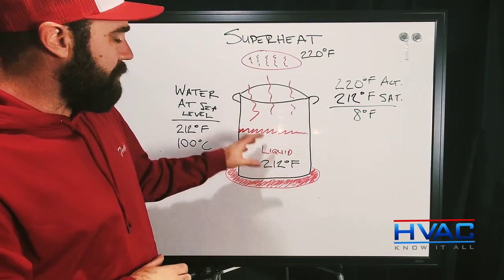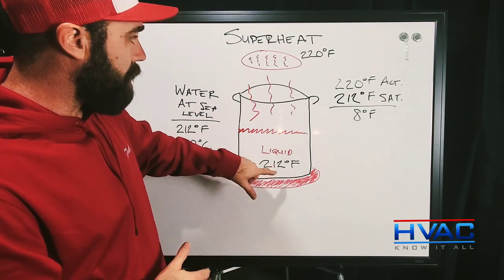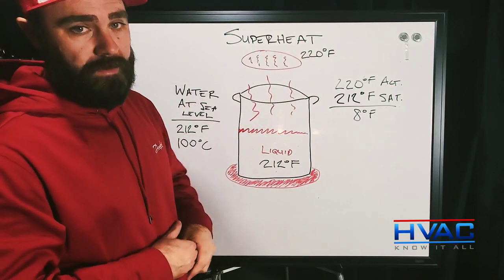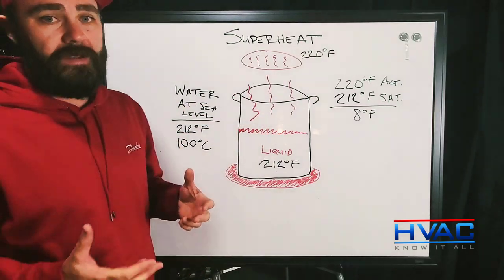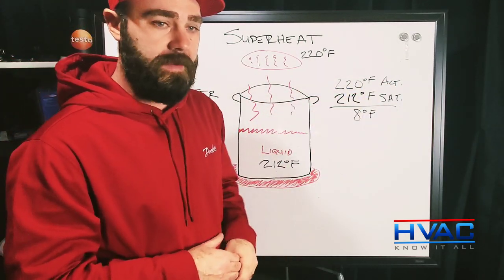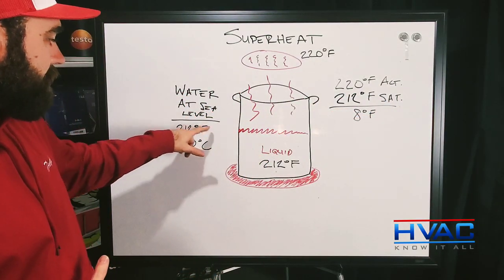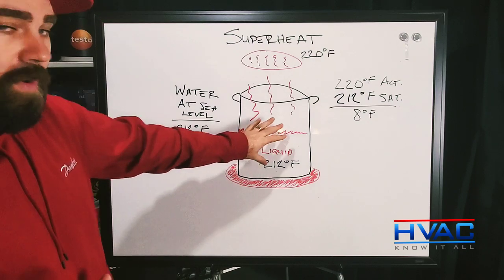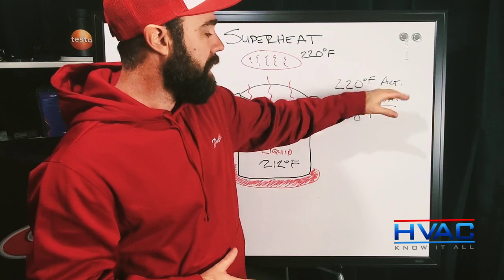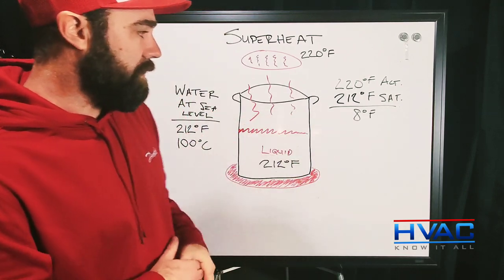So now we're taking this vapor from a saturation point, liquid and vapor, at 212 degrees, but now we're raising the temperature of that vapor to 220 degrees, for example. What that does is change our actual temperature to 220 degrees Fahrenheit. Our saturation or boiling point still stays the same, because at sea level, water boils at 212 degrees. So if we take the actual temperature and we deduct the saturation point or the boiling point, we're left with 8 degrees.